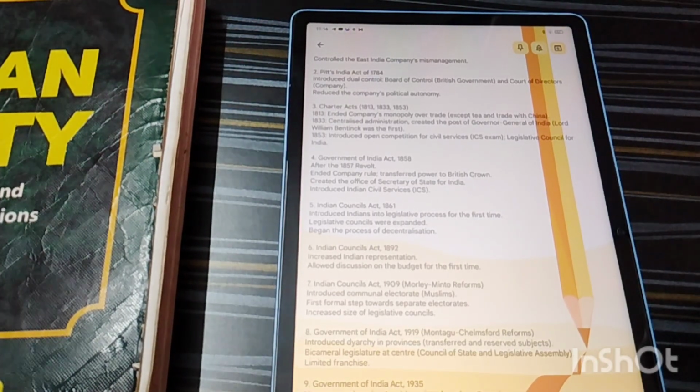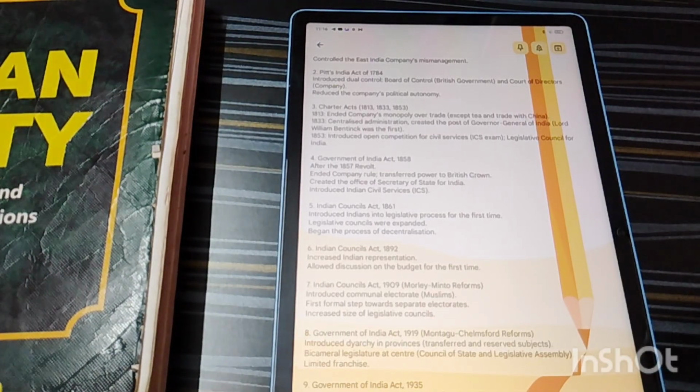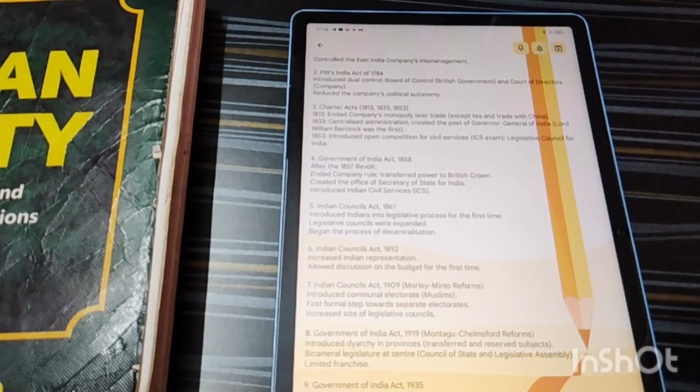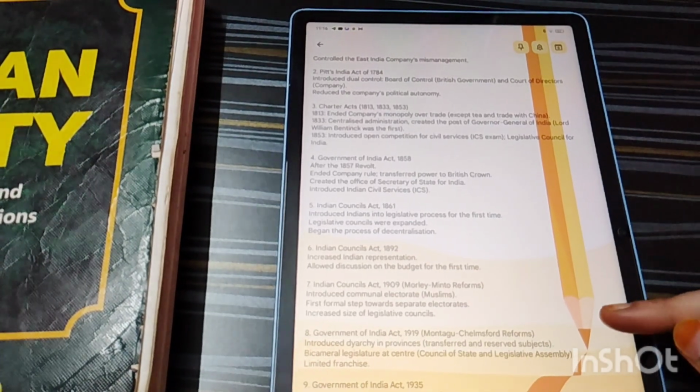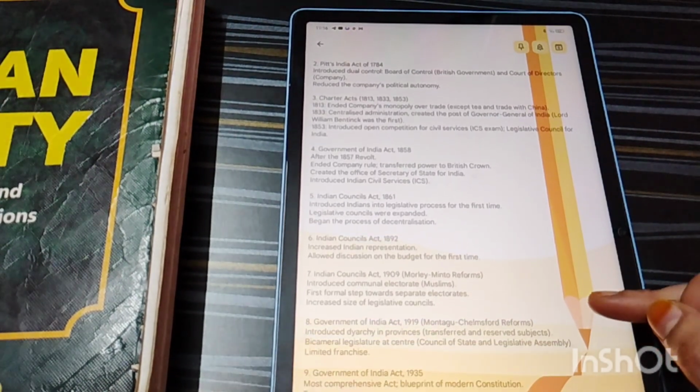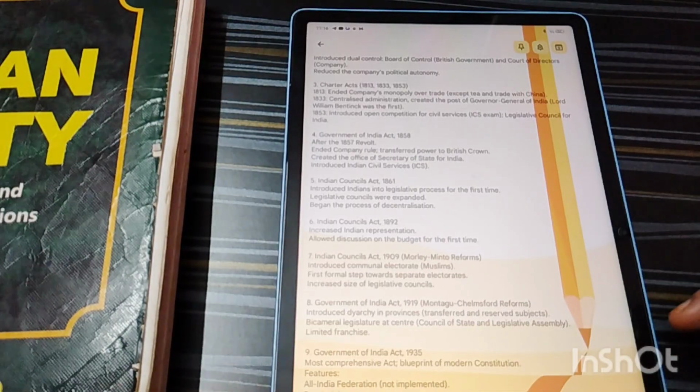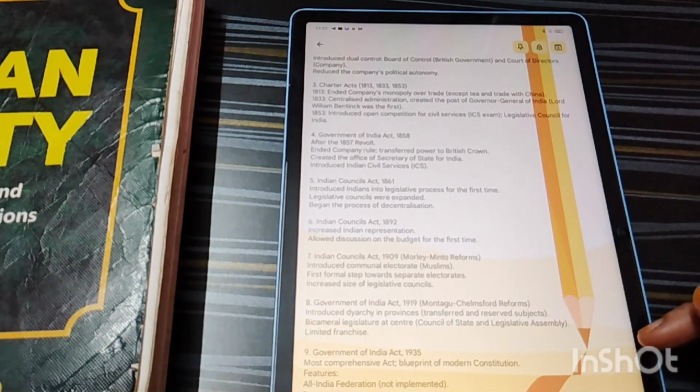Next, the fourth one is the Government of India Act 1858. After the 1857 revolt, it ended company rule and transferred powers to the British Crown. It created the Office of Secretary of State for India and introduced the Indian Civil Service, ICS. The fifth one is the Indian Councils Act of 1861. It introduced Indians into the legislative process for the first time. Legislative councils were expanded. From this act, the process of decentralization began.